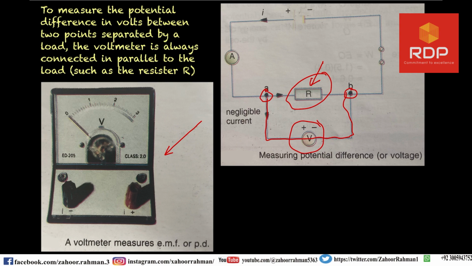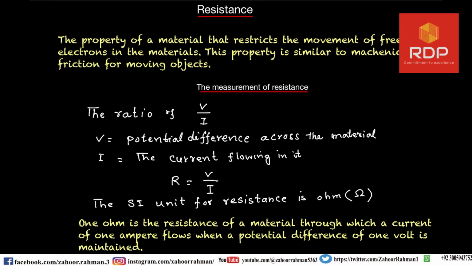Dear learners, now we are turning our focus to another very important topic, and that is resistance. The opposition provided by the lattice atoms in a conductor to the flow of free electrons is called resistance. In other words, resistance is a property of a material that restricts the movement of free electrons in the material. Let me discuss that first to you people.